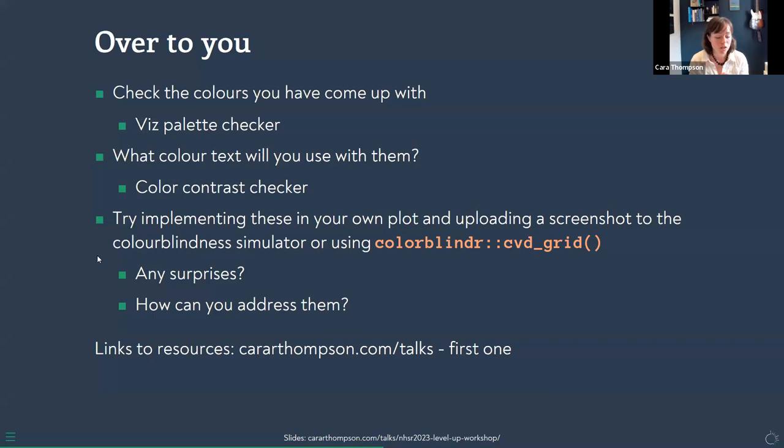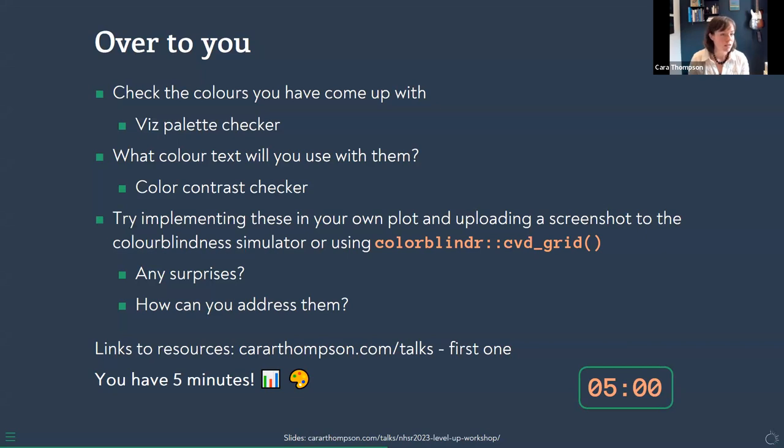So I'm going to hand over to you again, this time just for 5 minutes, to have a look at the colors that you've come up with and check them either with the Viz palette checker or with the colorblindr grid. See if you need to change your text, and if you're going to be using text on top of them, have a think about that. And then see if there are any surprises when you run a simulation on your own graph, and anything that you hadn't thought of or anything that comes out slightly different.